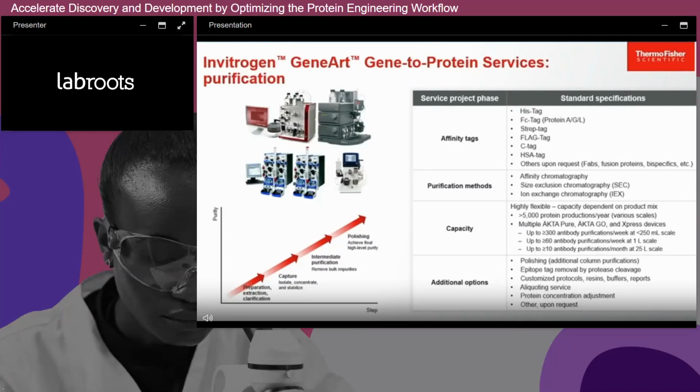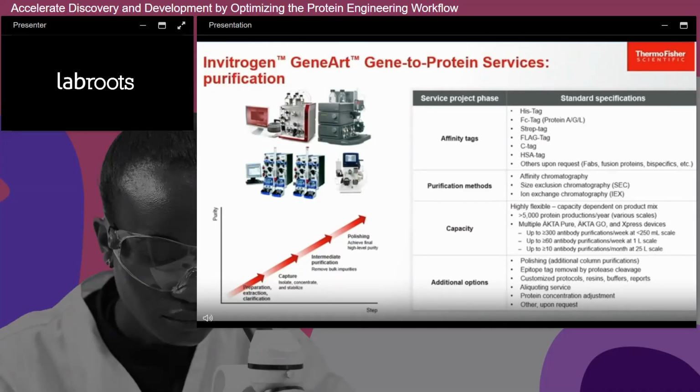We can offer different downstream services, not only the regular analytic services that you already know, but we can also eliminate the tag if you need it, adjust the protein concentration to a certain amount, even aliquot your protein. So whatever you need for your downstream application.